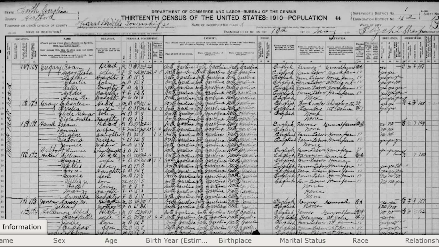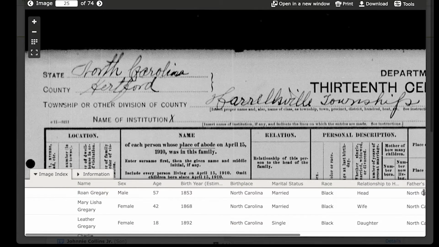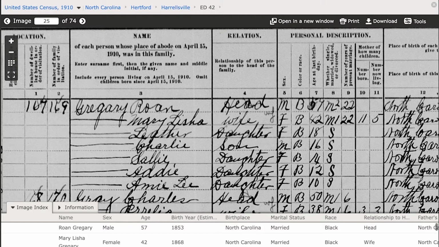So here is one of the many pages of the 1910 census. If we scroll into the very top left-hand corner, we'll see where this was conducted. This was in North Carolina, in the county of Hertford, and the township or city of Harrisville. So let's scroll down and look at these households.